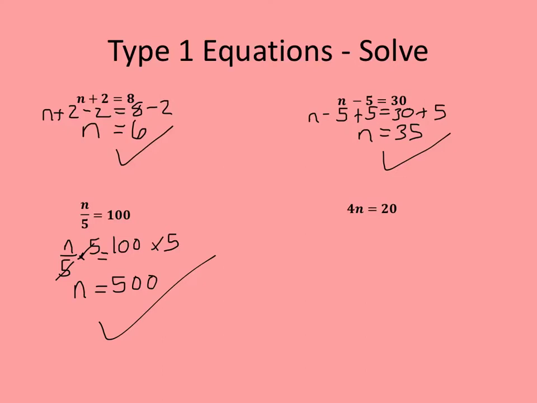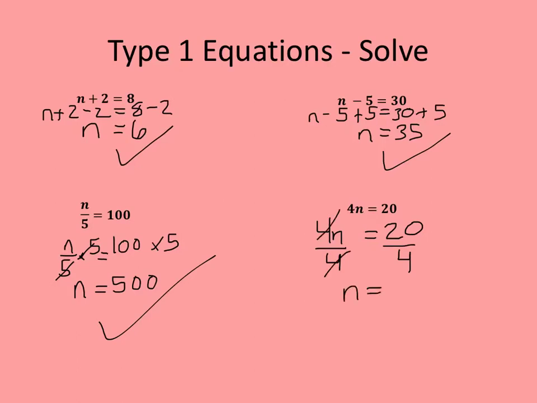The next one I have is multiplication. 4 times a number is 20. So 4 times a number, line up my equal signs. The opposite of multiplying is dividing. So I'm going to divide by 4 on both sides. 4 on the top, 4 on the bottom, they cancel out.